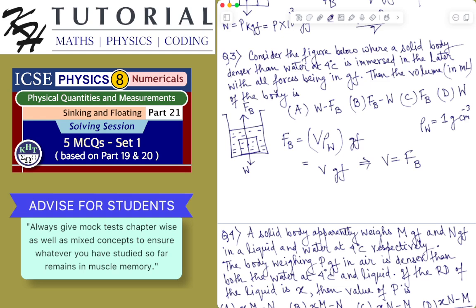Because the density of the water at 4 degrees centigrade is 1 gram per centimeter cube, rho W will be 1. So FB is equal to V gram force, and FB is the buoyant force. To be more accurate, we must write FB gram force is equal to V gram force. Now you can ignore the unit from both sides, that is gram force, and we get FB is equal to V. So the correct answer choice is C. Let's see the next problem.